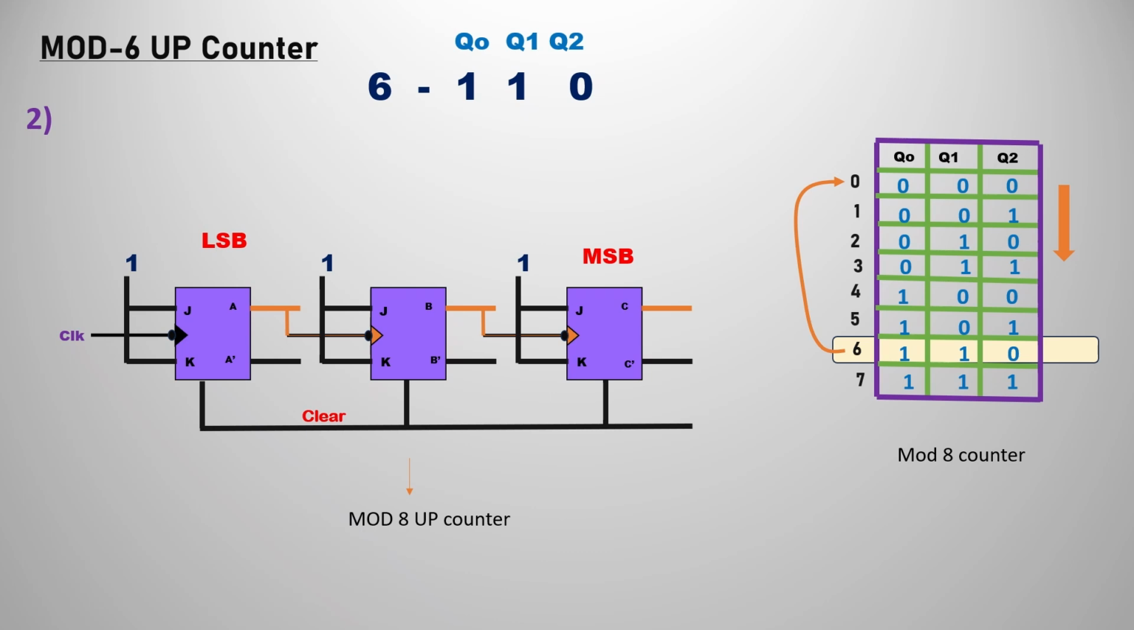First of all, take the main counter, the big counter, that is the mod 8 up counter here. If you observe the truth table, we are going to stop at the 6th position and go back to 0. So in this case also we reset all the flip flops when Q0 Q1 Q2 is 1 1 0. We reverse them to 0 0 0 with the help of the NAND gate by passing clear as 0.